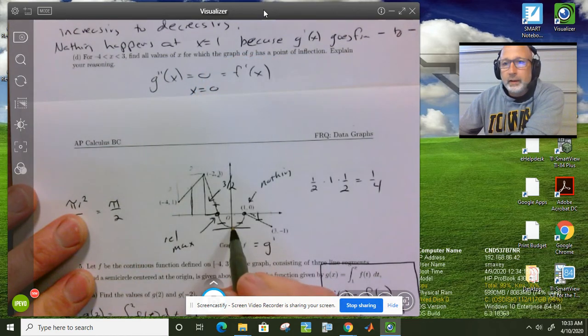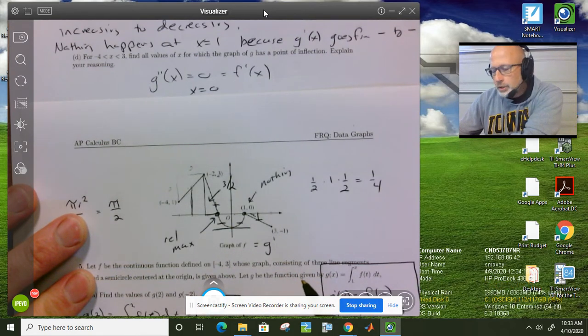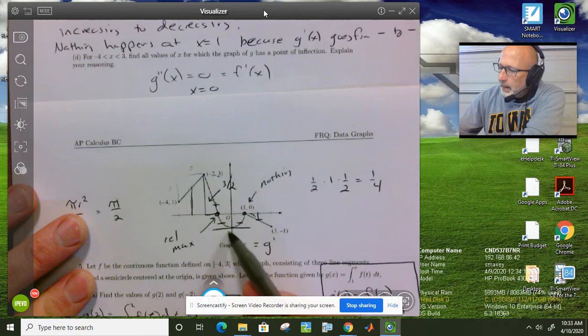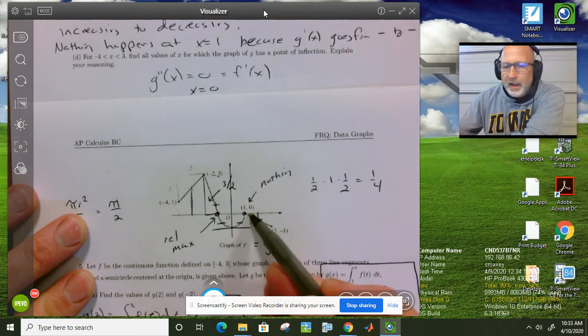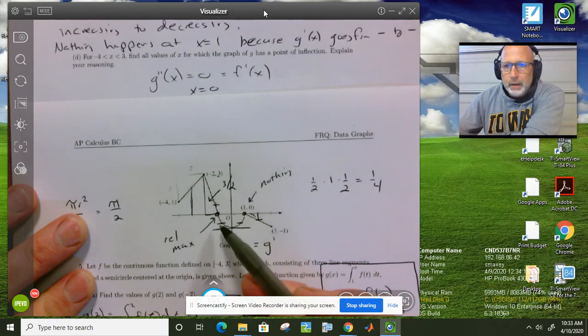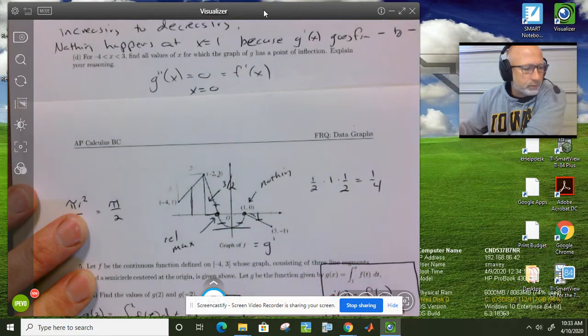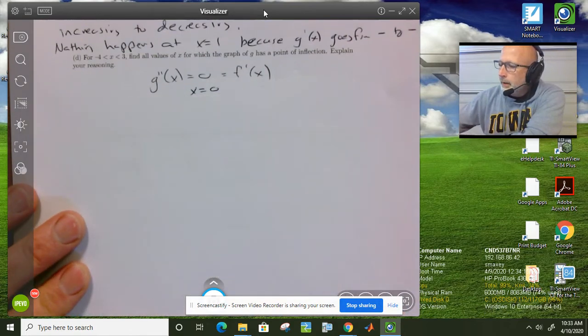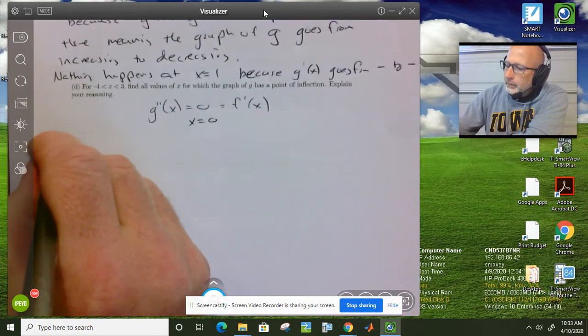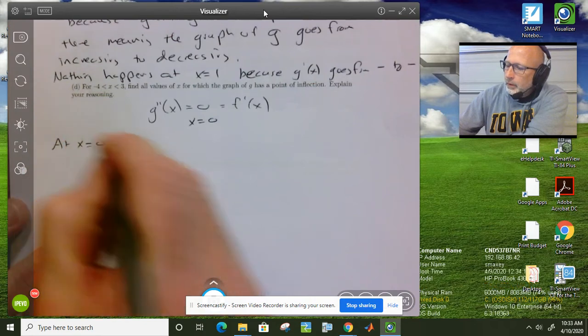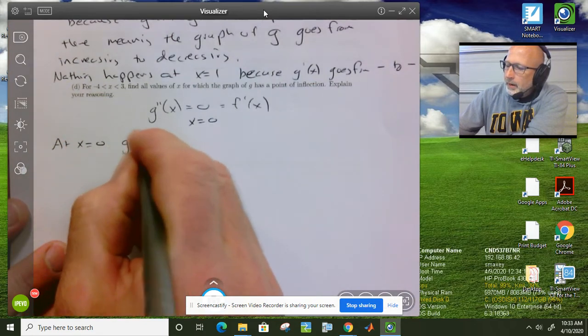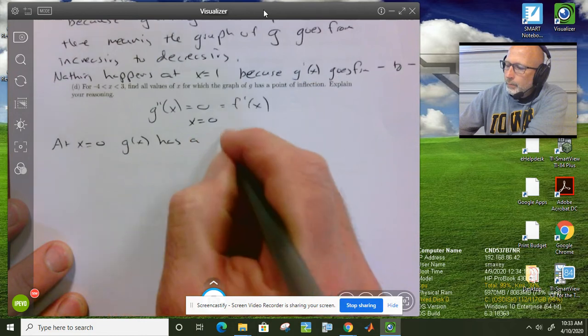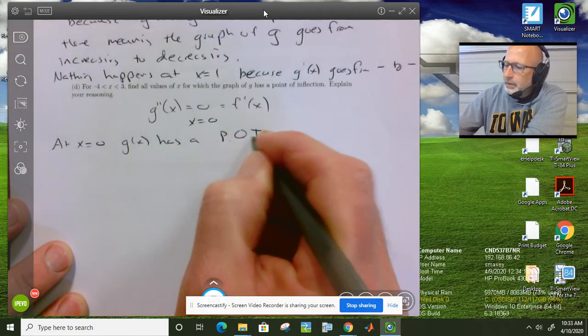Now the question is, does it switch concavities there? And the answer is yes, because the first derivative of f, or the second derivative of g, goes from a negative value here to a positive value there. So it goes from concave down to concave up, so it does switch concavities. Okay, so at x equals 0, g of x has a point of inflection.